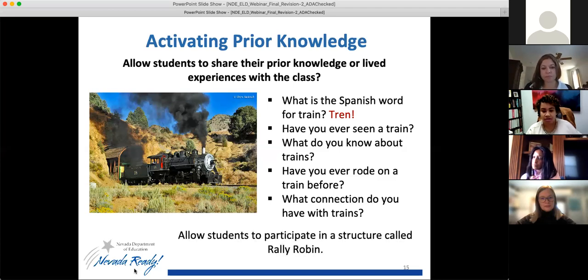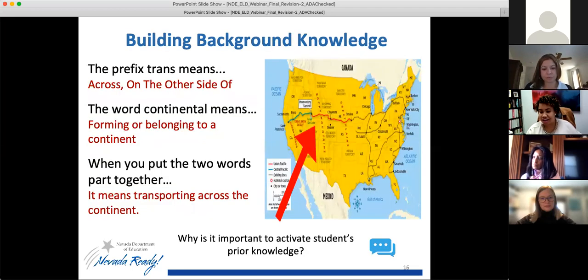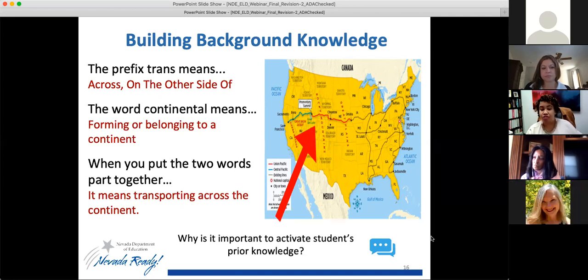Next slide. Please let me know if I'm missing anything in the chat. So next, I'm going to provide an example of building background knowledge, explaining the 2 word parts first. As you can see, the prefix trans means across or on the other side of. You would then talk about the word continental and that it means forming or belonging to a continent. So when you put those 2 words together, it means to transport across the continent. And as you can see, we also put a graphic. That would be a perfect example of showing the students how they can make that connection to the 2 words.